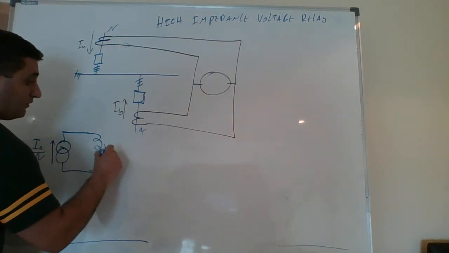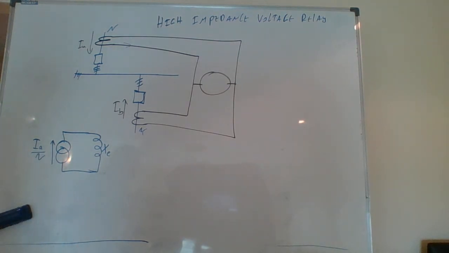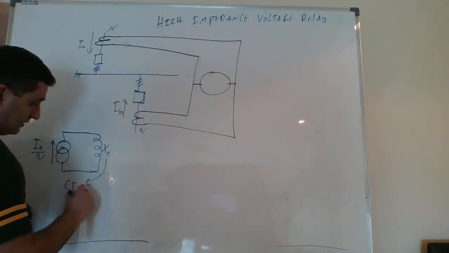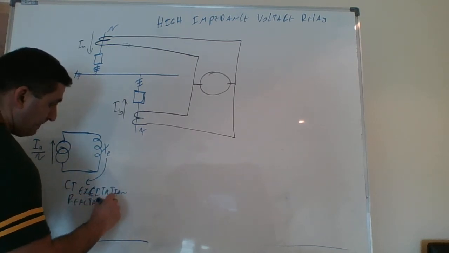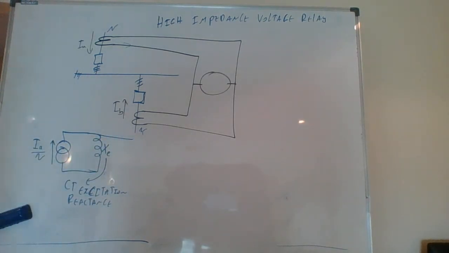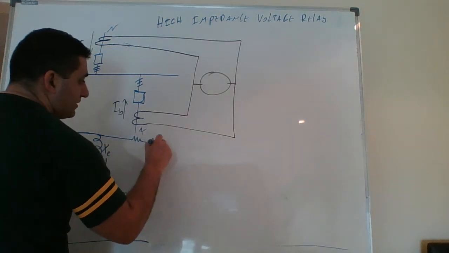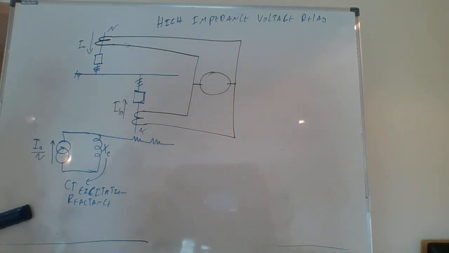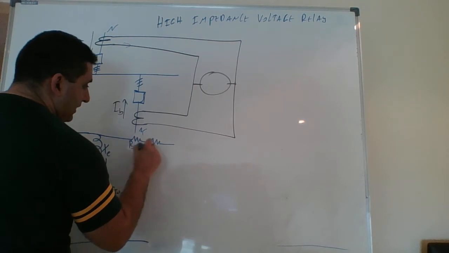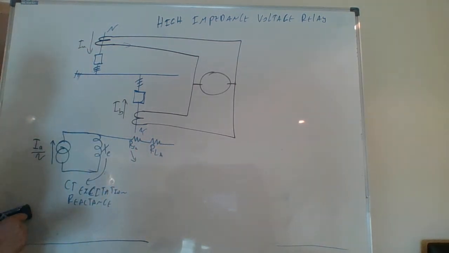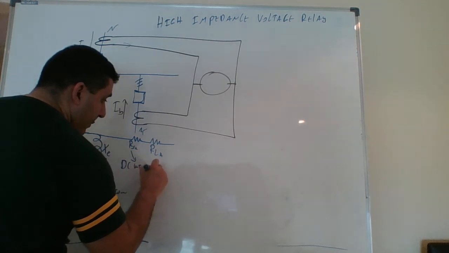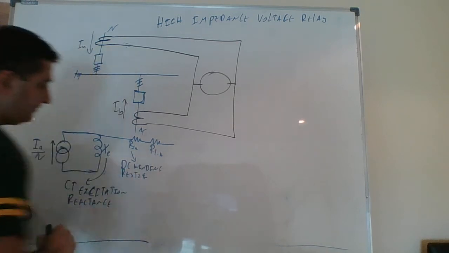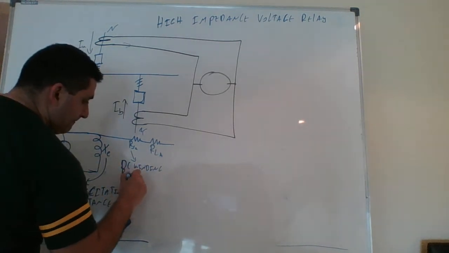Great. Then I have X of the excitation, the CT excitation reactance. This will go down. Then I have two resistors. This one I want to call RSA, and this RLA. RSA is the CT DC winding resistance. This is the DC resistance for the CT. The CT is made of a winding, so it has a DC winding resistor.